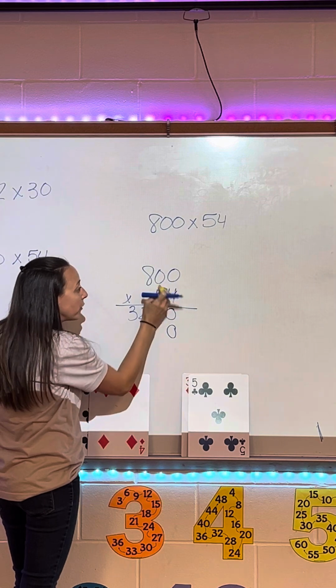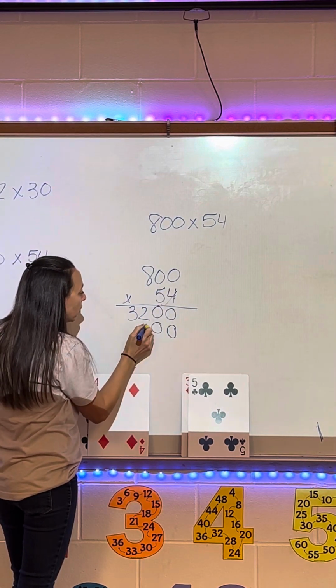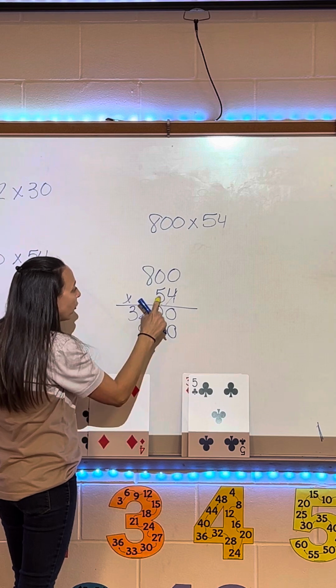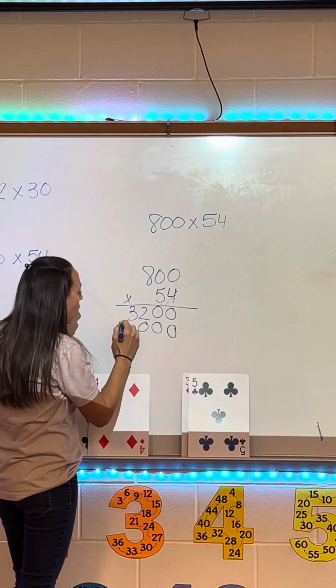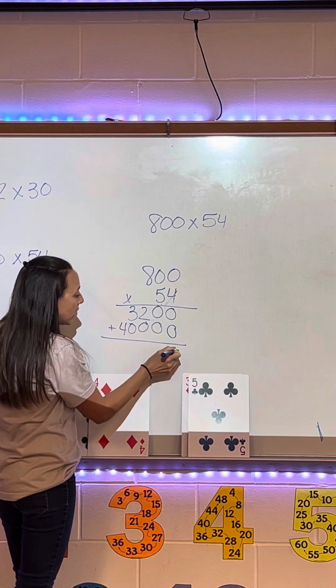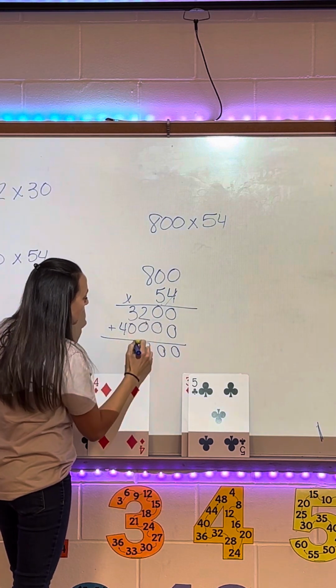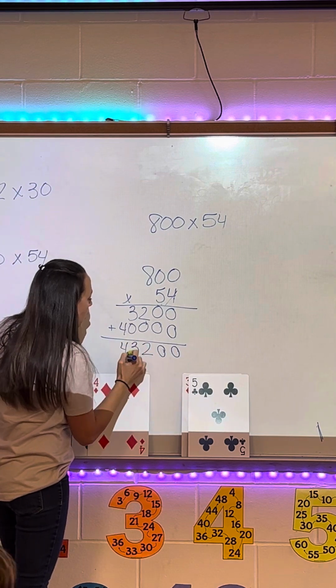5 times 0. Well, how many zeros do you have? 2. So look, 5 times 0, 5 times 0. Now 5 times 8. 40. And then you're going to just add your partial products. Okay? 2 and 0, and then 3 and 0, and then 4.